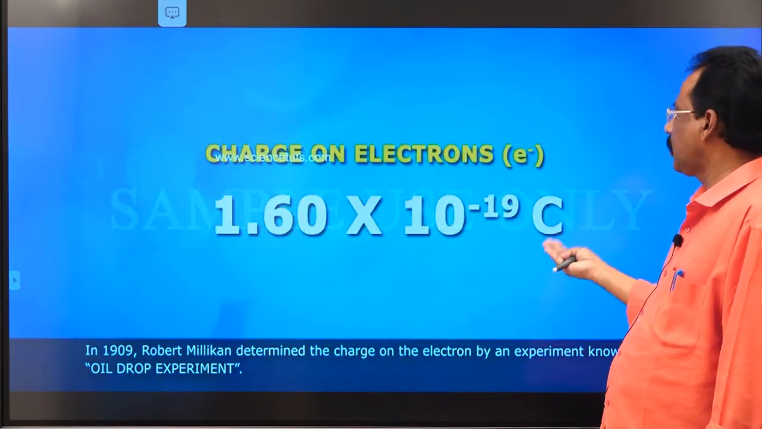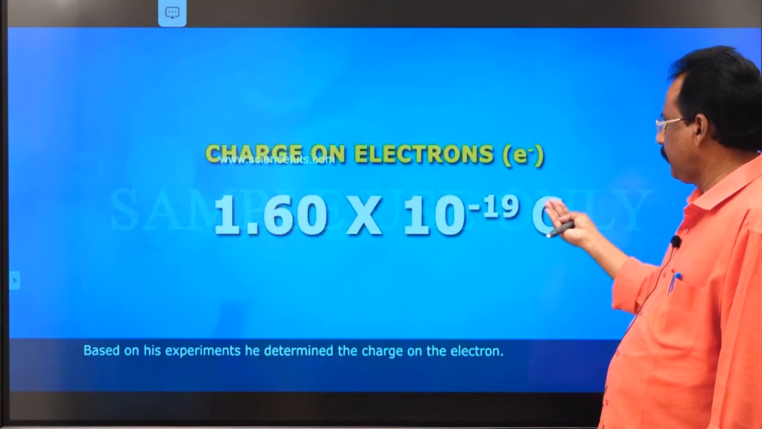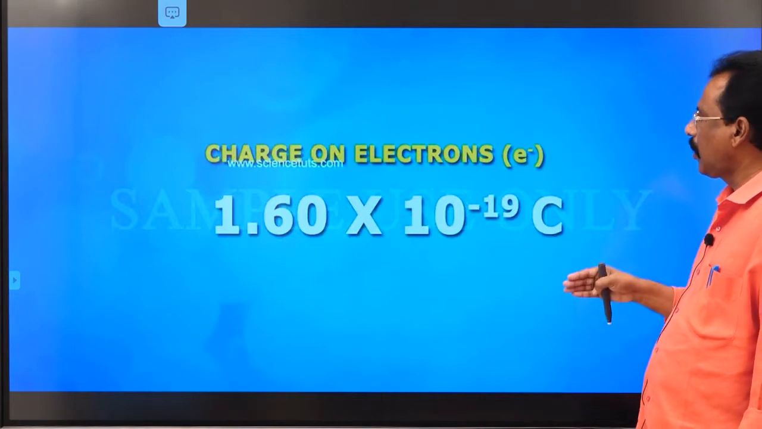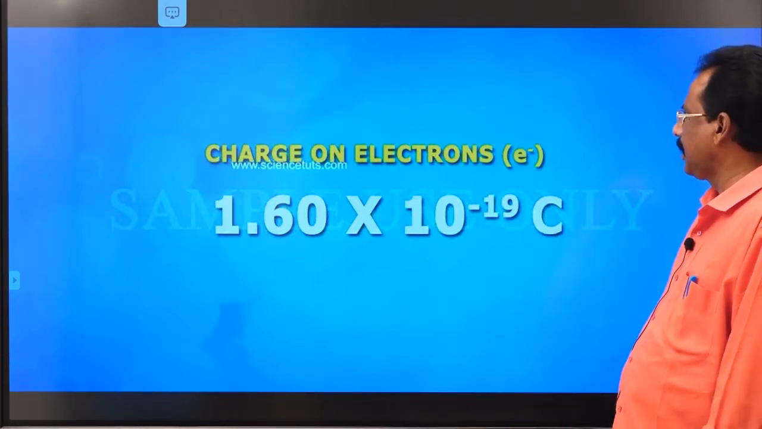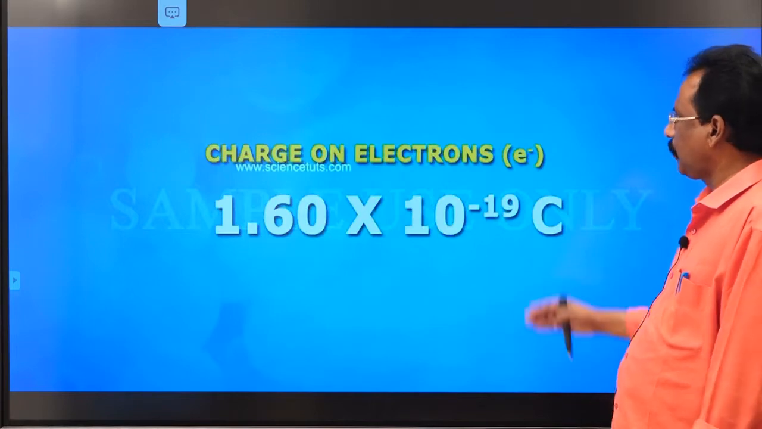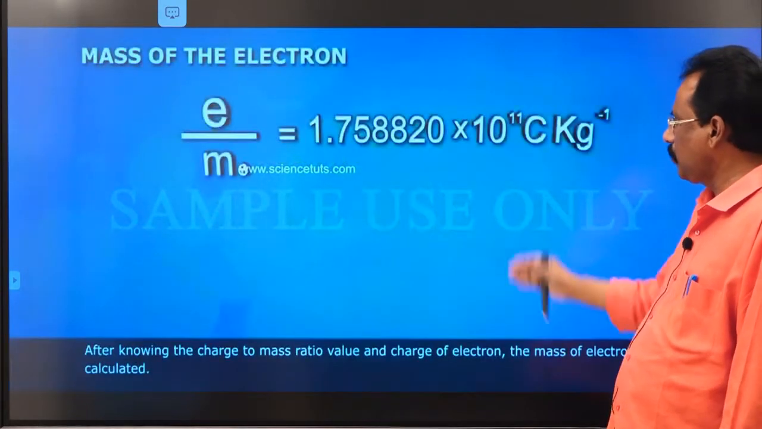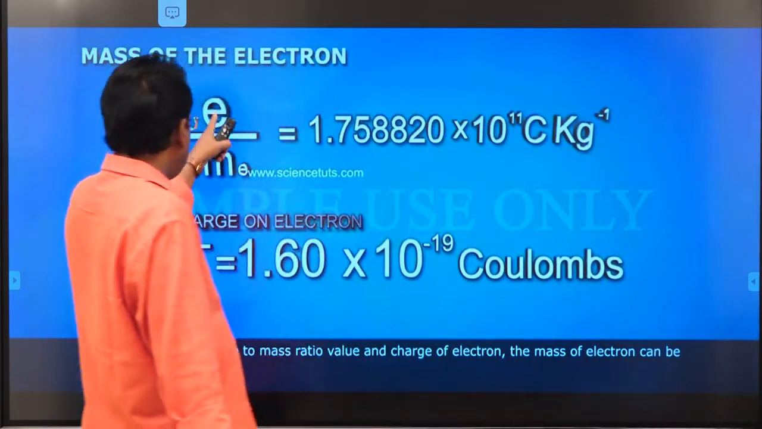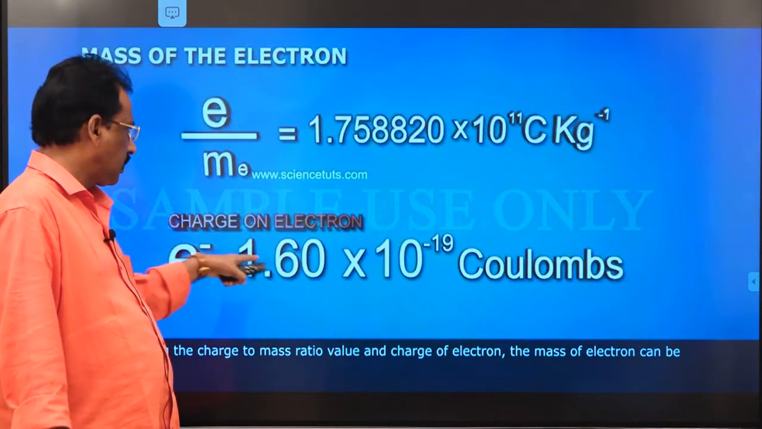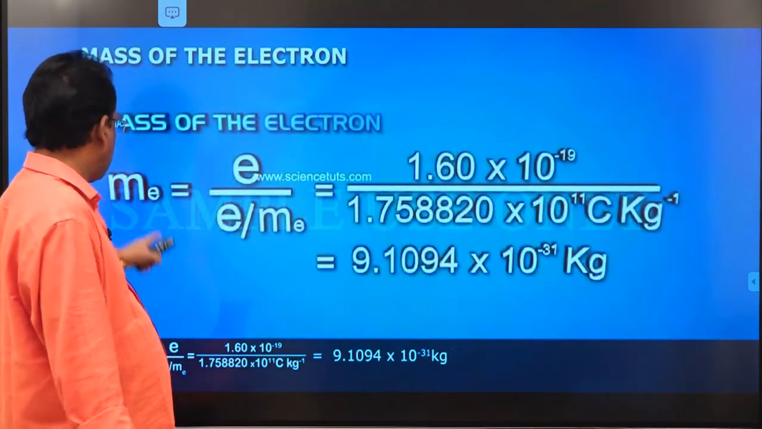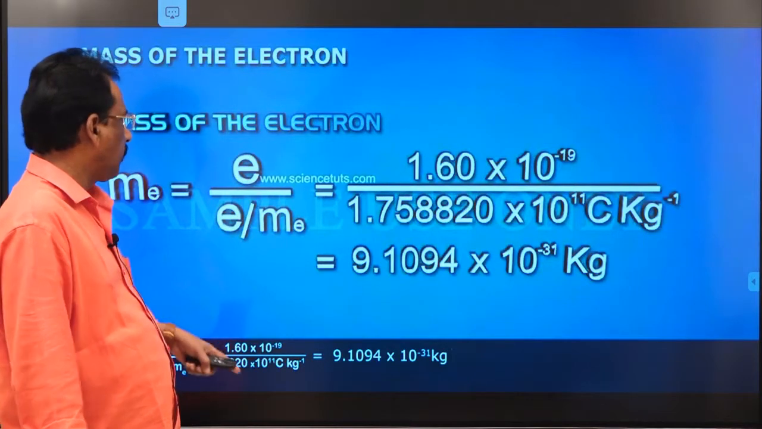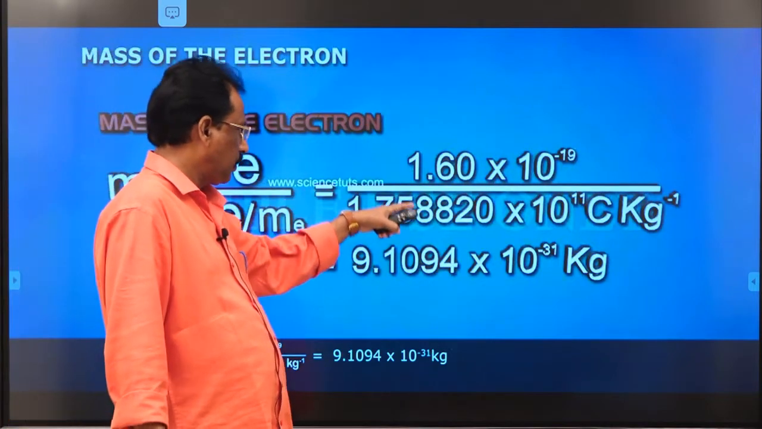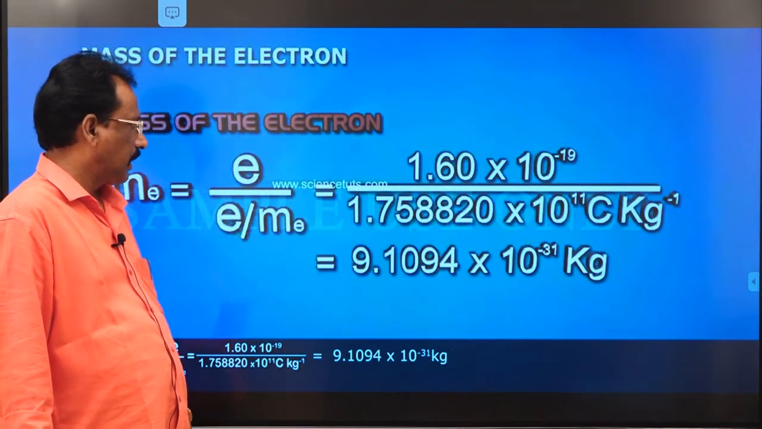If you know the charge of the particle like electron, which is equal to 1.602 into 10 power minus 19 coulombs, now it is possible to calculate the mass of the electron also. From e by m and e, it is possible to calculate the mass of the electron. If you know the e by m value and the charge of the electron, the ratio between these two gives the mass of a particle like the electron.